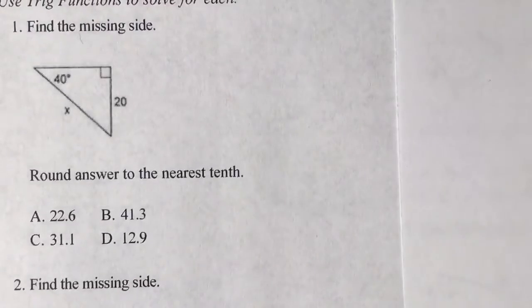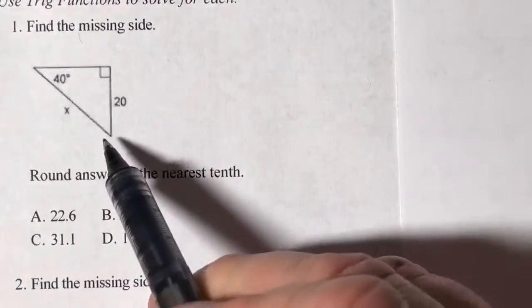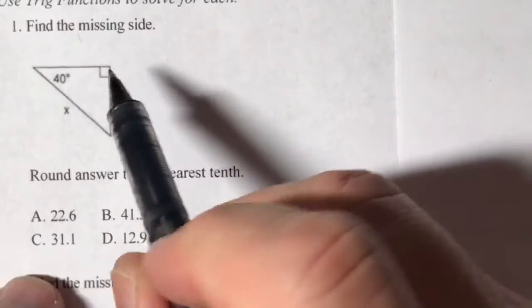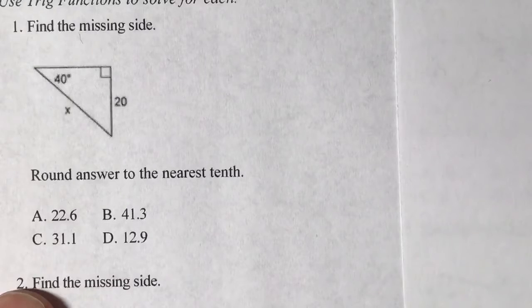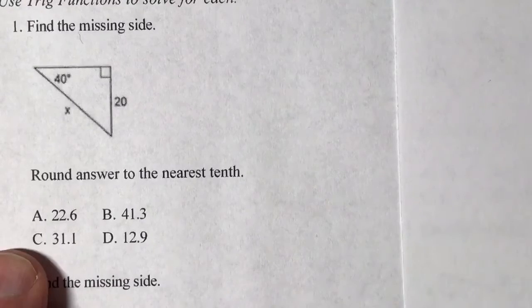Okay, we're going to use trig functions to find the missing side of a right triangle. You must have a right triangle to work these three basic trig functions. Also, I want you to get in the habit of writing down the acronym SOHCAHTOA.